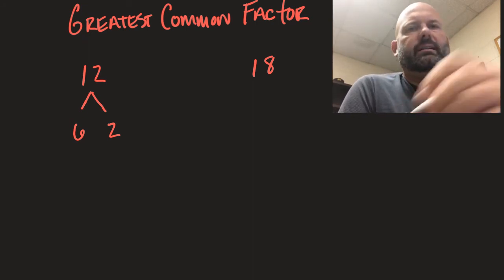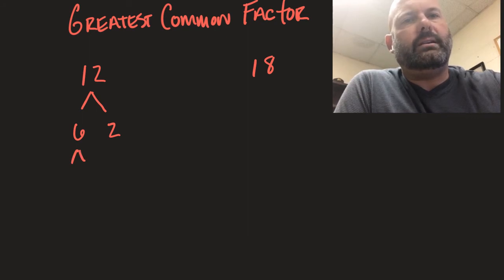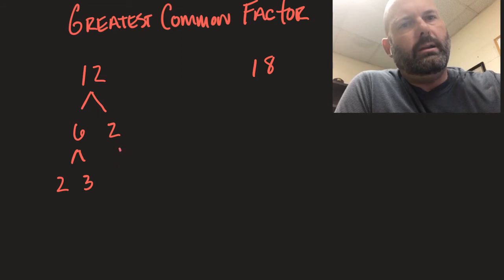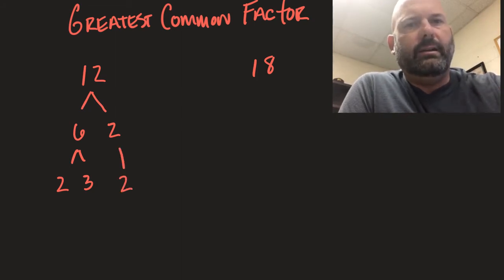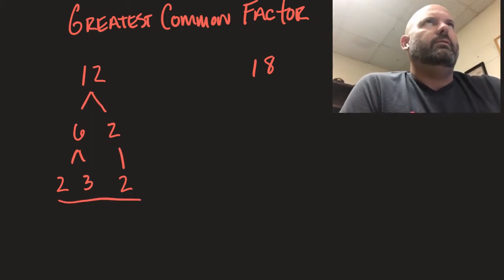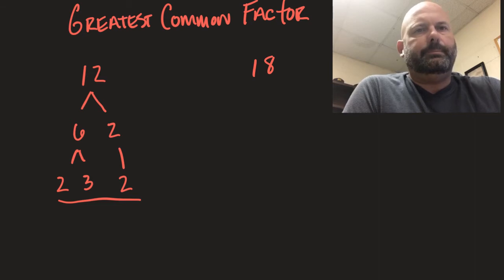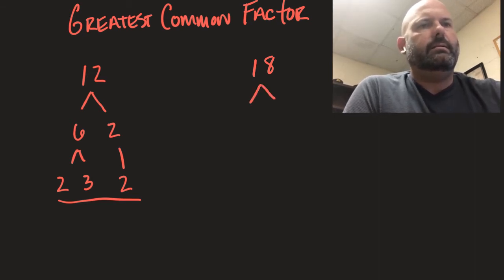And can we break 6 down any further? Yeah. Does it have factors? Yes. We go 2 and 3. And once we get to this point, the numbers down here are all prime. So that means the only factors it has are 1 and itself, right? So we're going to leave that for right now, okay? We're going to move to 18, okay?